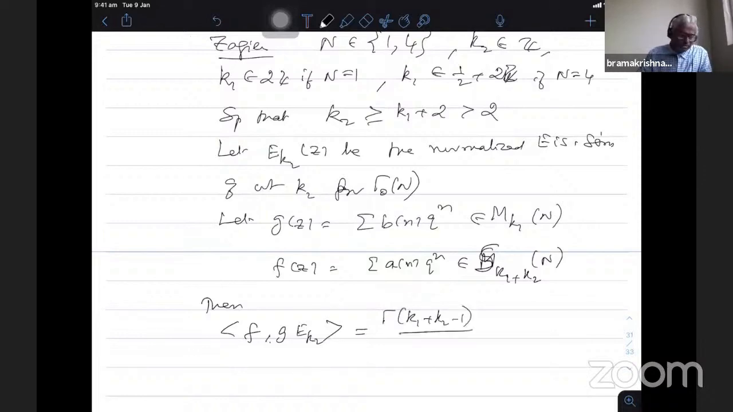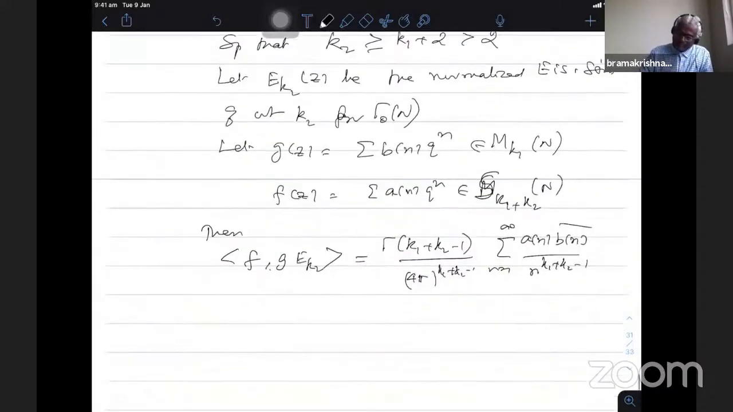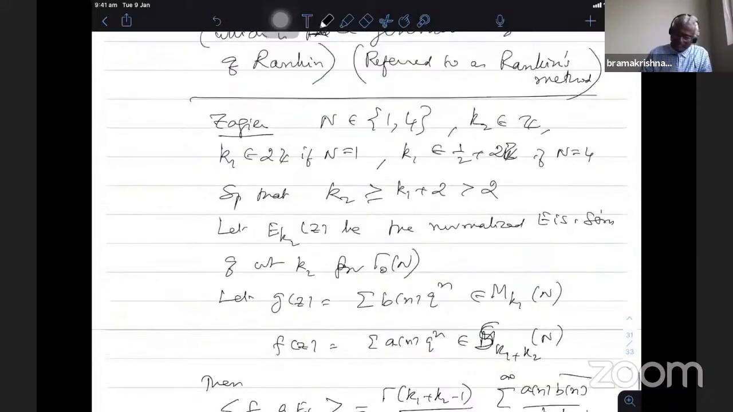4 pi power k1 plus k2 minus 1, summation n equal to 1 to infinity a n b n bar by n power k1 plus k2 minus 1. So this is the result of Zagier. He makes use of that.